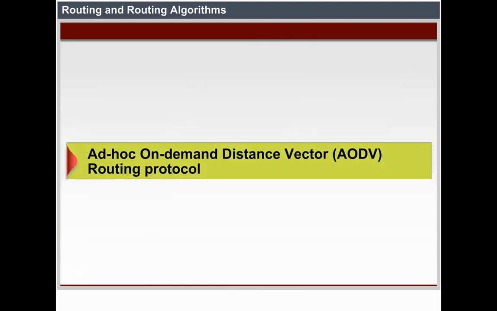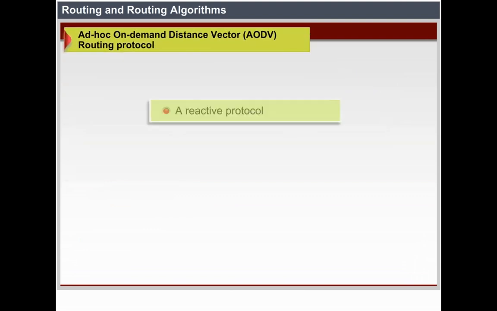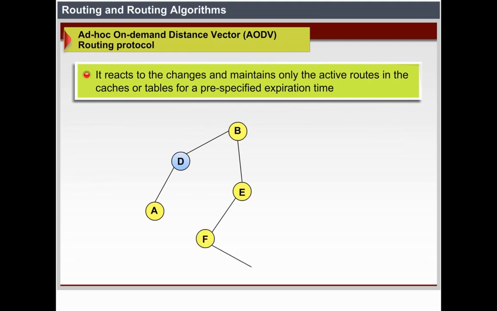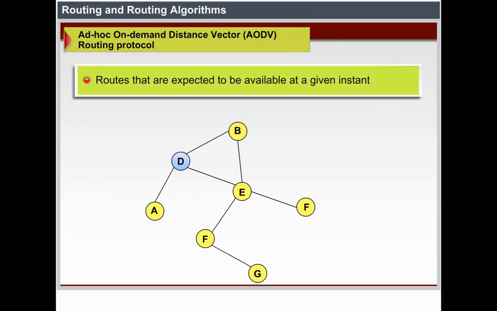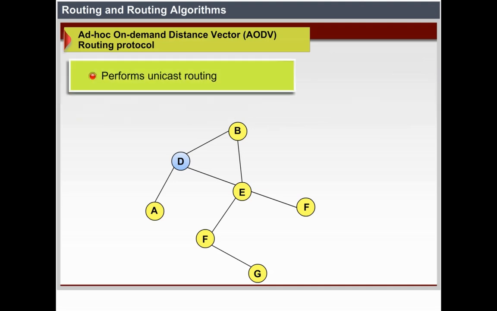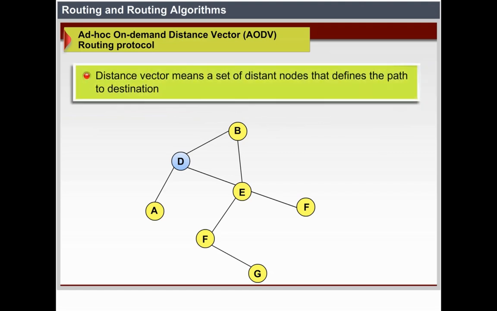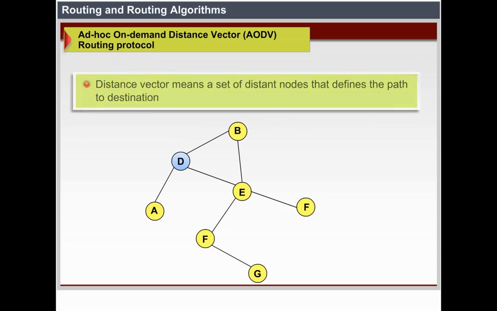Ad hoc on-demand distance vector AODV routing protocol. A reactive protocol. Reacts to the changes and maintains only the active routes in the cache or tables for a pre-specified expiration time. Routes that are found are expected to be available at a given instant. Performs unicast routing. Distance vector means a set of distant nodes which defines the path to destination.